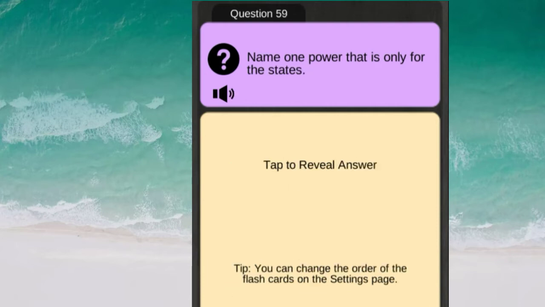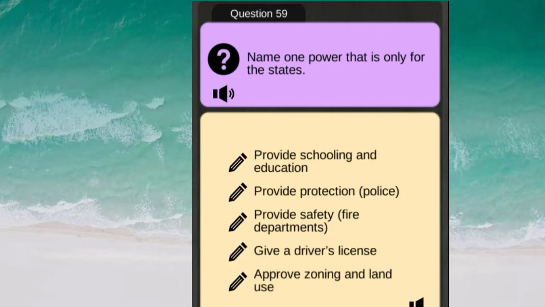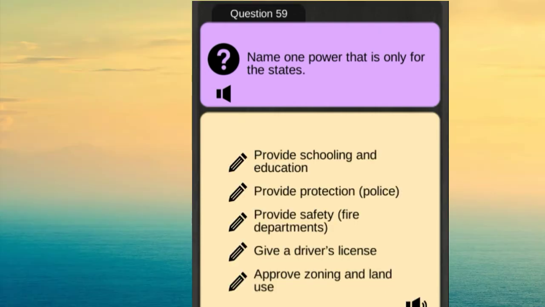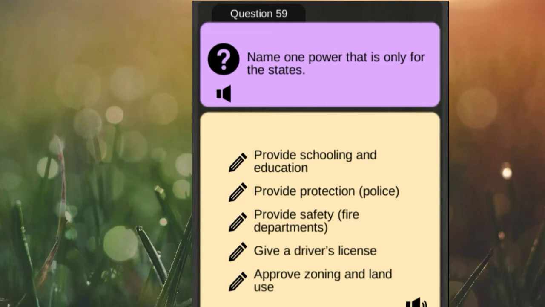Name one power that is only for the states. Provide schooling and education. Provide protection, police. Provide safety, fire departments. Give a driver's license. Approve zoning and land use.